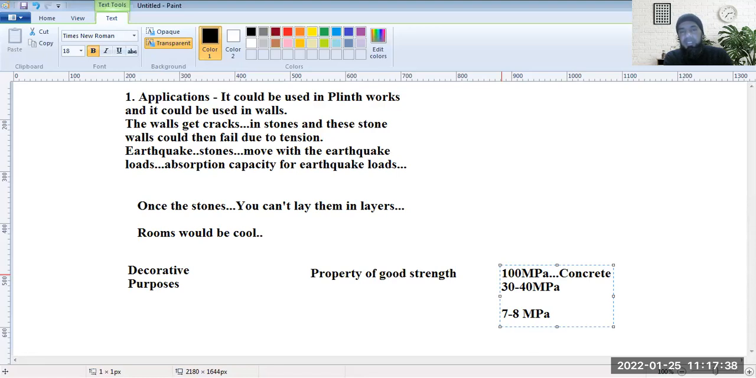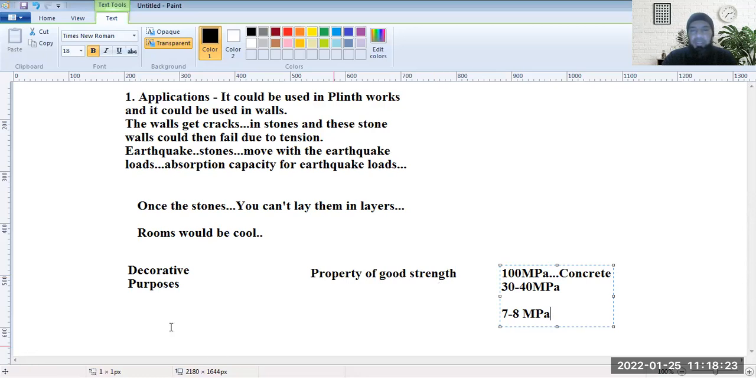But in terms of thermal insulation, they have a problem. In terms of sound absorption, they have a problem. In terms of vibration in the walls due to the moving of vehicles outside and other things, stones absorb the vibrations much better, so you would not have that problem. But sound insulation is again a problem in stone walls. So on suitability, stone walls are very good for decorative purposes. In plinths, it is very good that we can use stone masonry construction there.